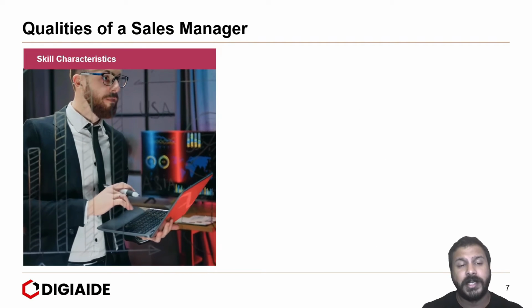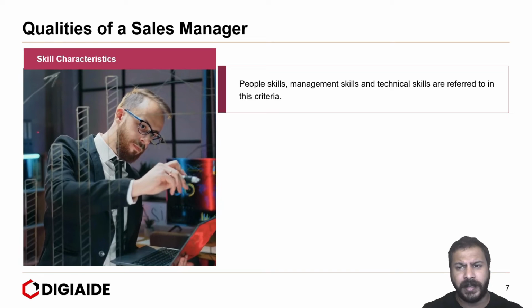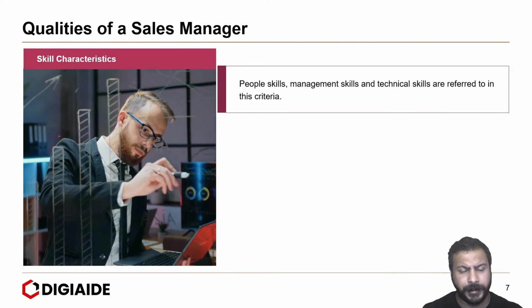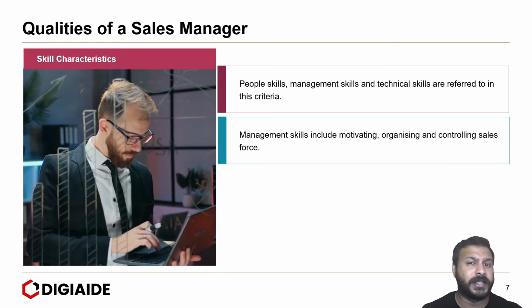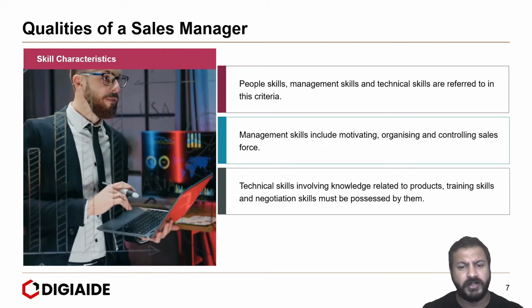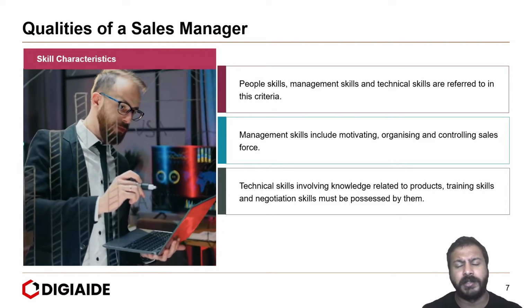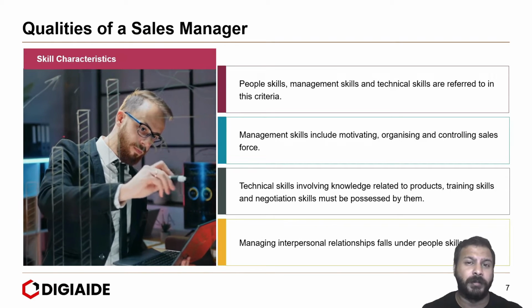Moving on to the next, skill characteristics. People skills, management skills, and technical skills are referred to in this criteria. Management skills include motivating, organizing, and controlling the sales force. Technical skills involving knowledge related to products, training skills, and negotiation skills must be possessed by them. Managing interpersonal relationships falls under people skills.